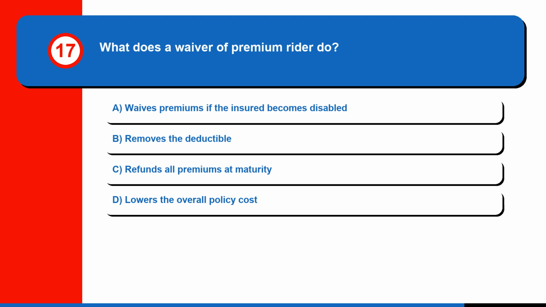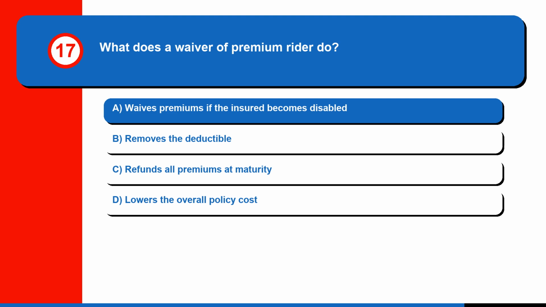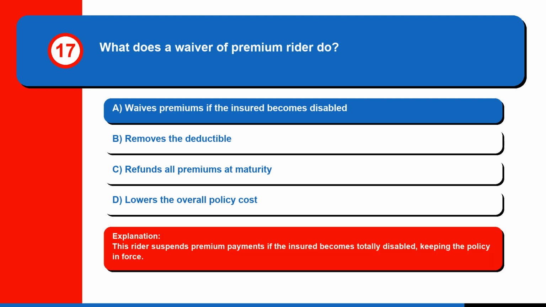Question 17. What does a waiver of premium rider do? A. Waives premiums if the insured becomes disabled, B. Removes the deductible, C. Refunds all premiums at maturity, or D. Lowers the overall policy cost. The correct answer is A. Waives premiums if the insured becomes disabled. This rider suspends premium payments if the insured becomes totally disabled, keeping the policy in force.